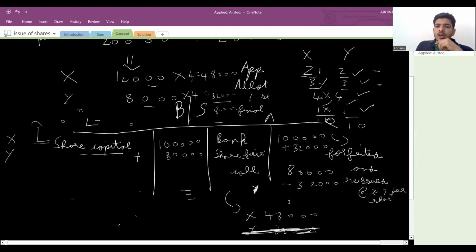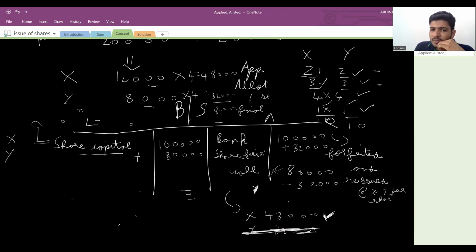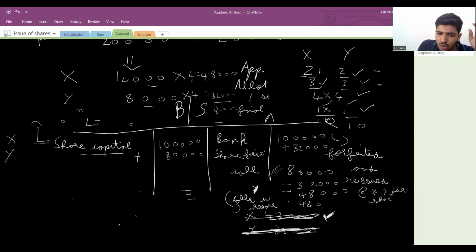Now wait, next part. Still 48,000, the excess due amount, is yet to be received in the bank account of the company. But they say X does not pay. Till now X has been good, so we gave him a respectable name: share first call, share allotment, share application. But now we know X is not going to pay, so we are no longer going to give respect to him. What we'll do is reduce this 48,000 from the share first call register. We'll cancel this name also, but we'll write another name called calls in arrears and write 48,000 against it. In the calls in arrears register, you write X and you write 48,000 as the due amount from X.